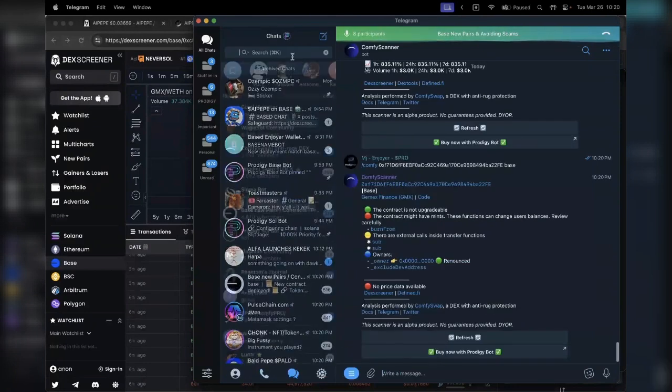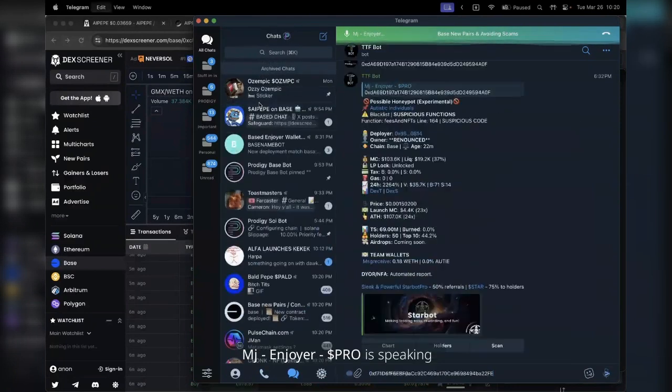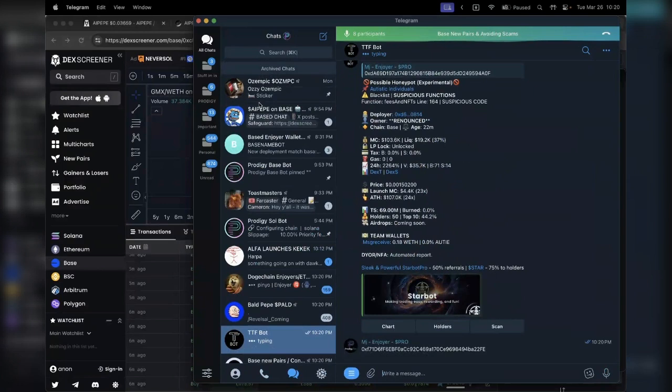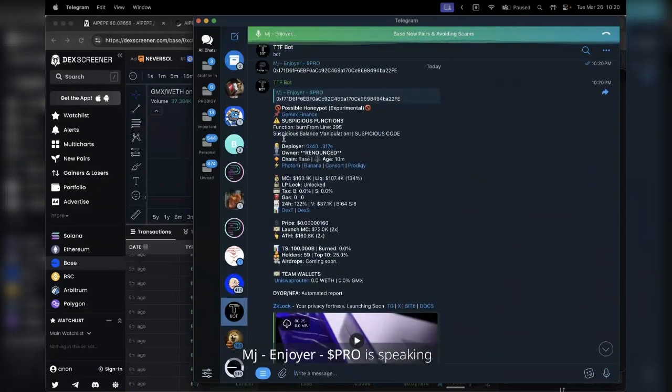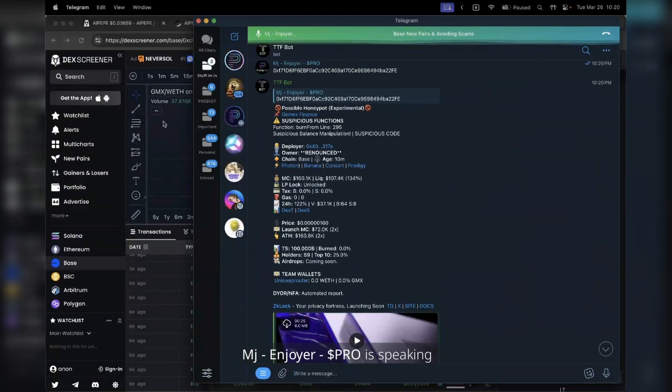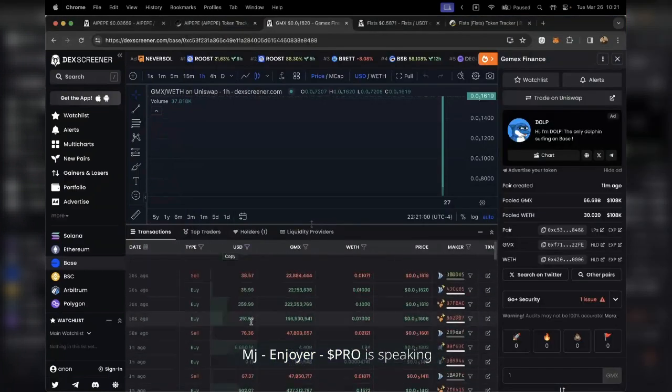Very much bad signs. TTF, that's another scanner, right? Suspicious functions. When you see that, balance manipulations, suspicious code, burn from, this is all bad. There is no good reason for a contract called GMX Finance to have those functions. They're trying to get people to think this is maybe a DEX coin or some kind of utility coin, but those things don't belong anywhere near a legitimate contract.